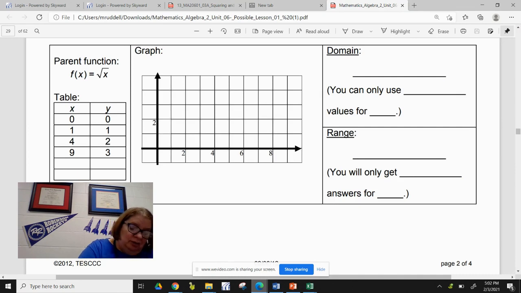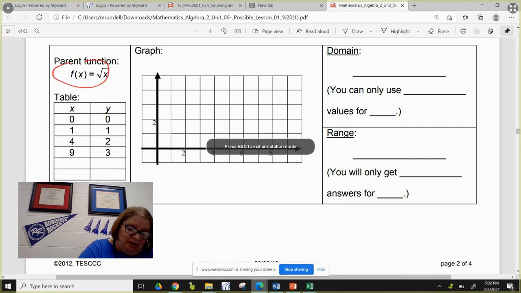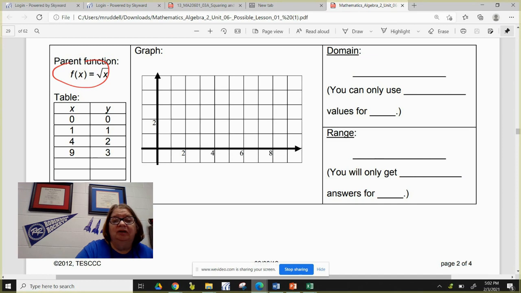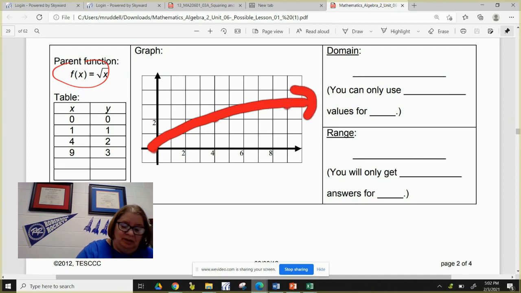Here's the parent function of y equals square root of x, which is here. There's a table for this function where x is 0, y is 0, where x is 1, y is 1, where x is 4, y is 2, because 2 is the square root of 4, where x is 9, y is 3. We graph those: 0, 0, 4, 2, 9, 3. It's a pretty thick line there.